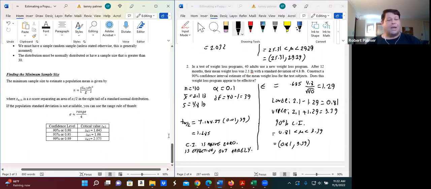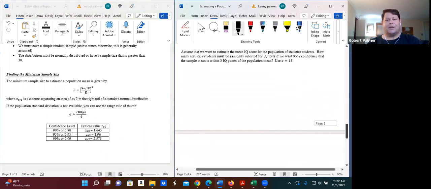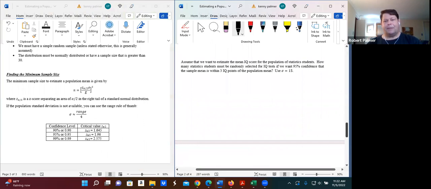All right. So our last topic is finding minimum sample size. I had another example here, but the other one's very similar, so we'll just go into this. The same way as in my video on finding a confidence interval for a sample proportion, we also want to find a minimum sample size. We'll do the same thing here, for a mean.